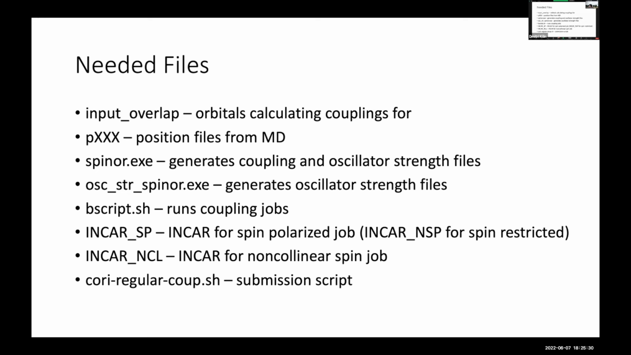As for generating the coupling files and spin orbit coupling, these are all the files you need. You need the input overlap, which has been described a few times. I thought I had a slide for it, but the Zoom was covering it. Then you need the PXX files, which have been described, how you get them from MD. Then you need the spinner.ex file, which generates coupling, and the oscillator strength underscore spinner ex file, which generates oscillator strengths. bscript, you need two different INCARs for this. You need the INCAR underscore SP or NSP, depending on whether you're running spin polarized or spin restricted calculations for your main, and then the underscore NCL for the non-collinear. And then you need a submission script.